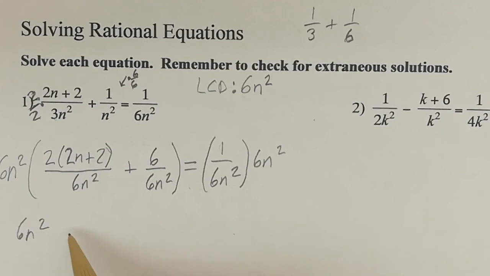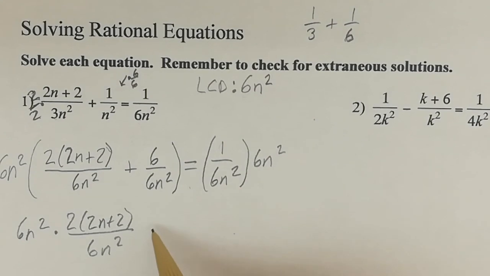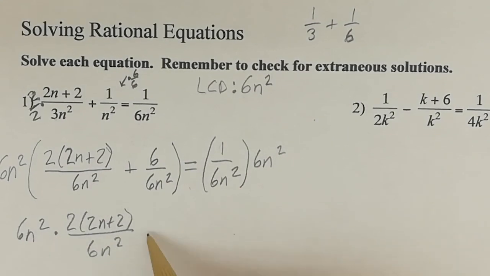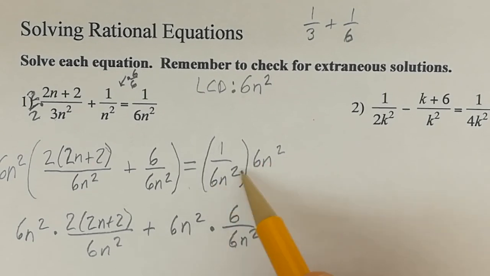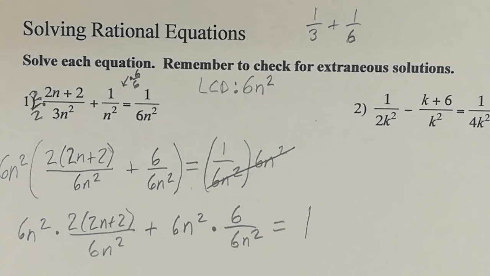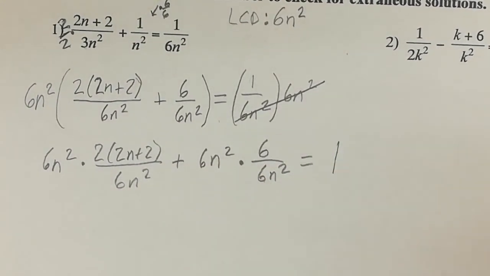I might not do this on every problem. I'm distributing this 6n squared, okay? I'm going to write it like this, and there's a reason I'm doing that. And then this one I might just already cancel. Hopefully you can see why those cancel, okay? Let me talk about why those cancel, and that'll lead to my next step.